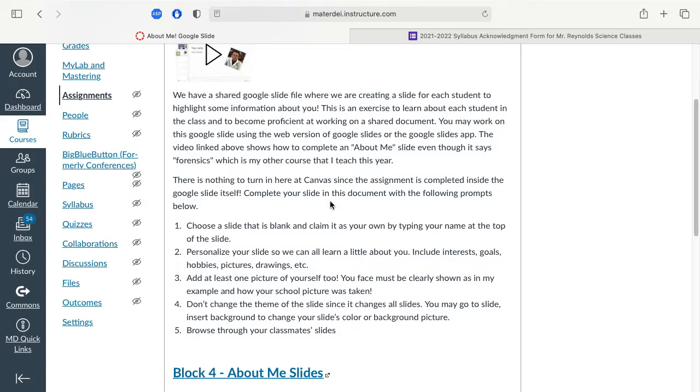with one slide. So these are the requirements, 1 through 5. You're going to choose a blank file and claim it as your own. Just type your name on it, and then that's your slide, and you're going to customize it. So you're going to personalize it with something about yourself. Maybe it is the sport that you play here. Maybe it's all the cool trips that you've taken, your hobby, your goals. Maybe it's some skill you have.